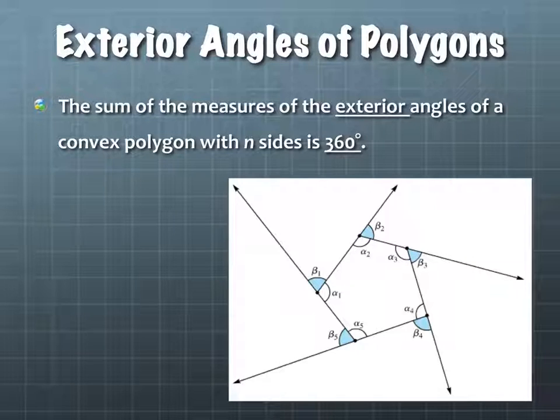The sum of the measures of the exterior angles of a convex polygon with n sides is 360. So it doesn't matter what the shape is. If you add up all the exterior angles, which are the blue angles in this picture, they add up to 360 degrees. 360 for all of them.